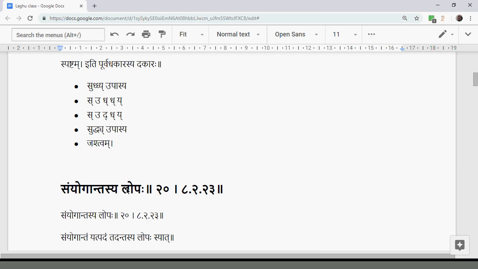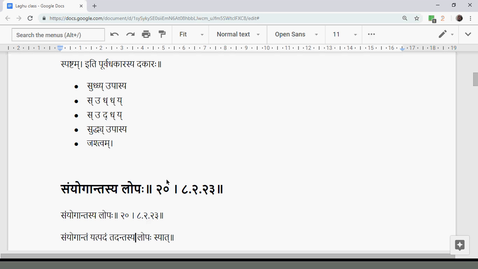A sutra says, "Sanyogantasya lopaha bhavati." Lopaha, what is lopaha? Adarshanam lopaha. What is existent and becomes disappears. It disappears in pronunciation. It is not heard. Na shruyate. That is lopaha.